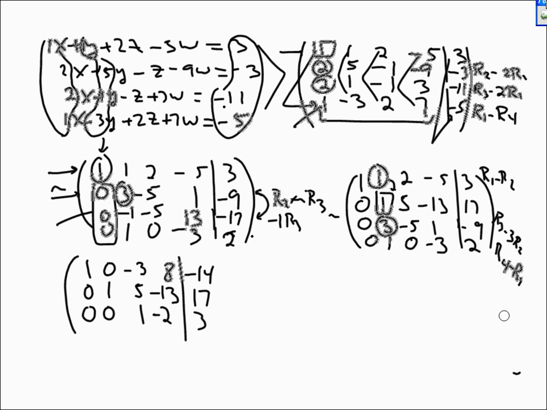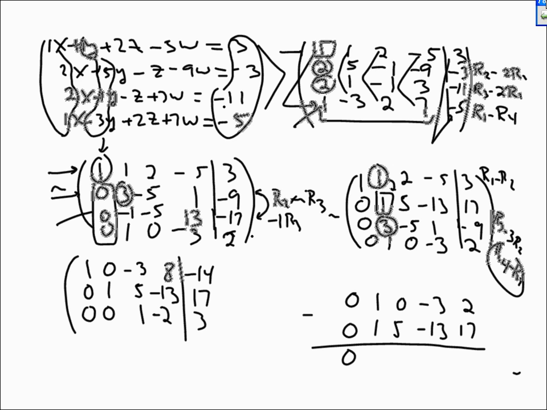It's going to be row 4 minus row 2. So it just takes forever to do this, fair enough, but you have to do it. You have to do this. Row 4 right here minus row 2. 0, 1, 5, negative 13, 17. When you subtract, you get this. And I can divide this by negative 5.